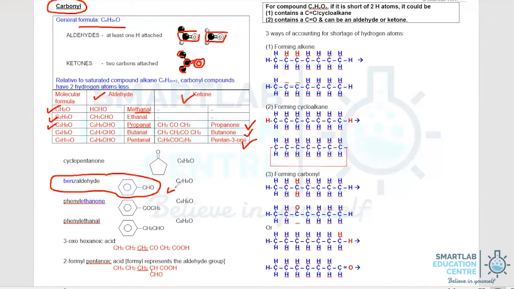The other compounds that's typically tested at the A level is your phenyl ethanal. So the phenyl group is actually the side chain. So that is actually your benzene. And your ethanal is as such. The next compound we look at is your phenyl ethanal.